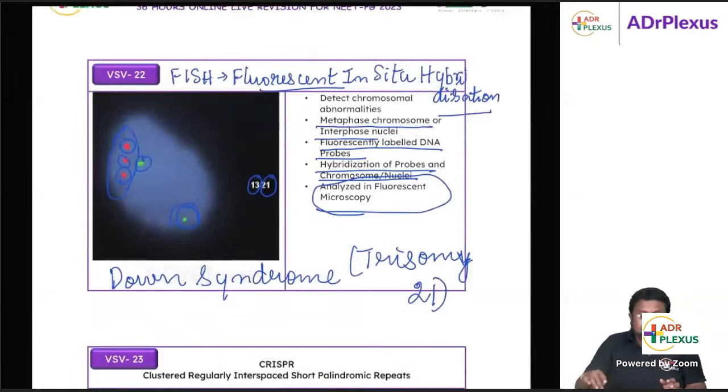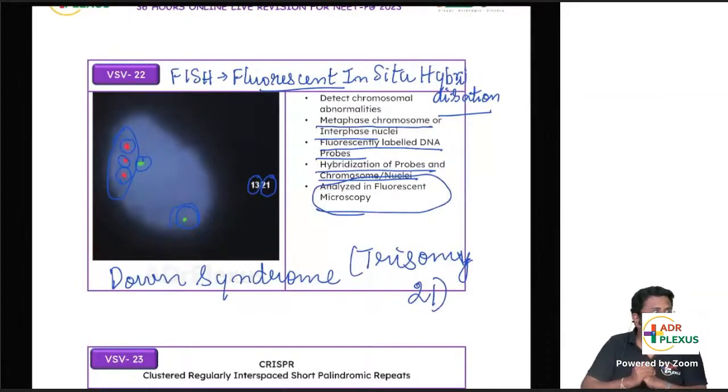Like that, this investigation can be applied to any disease to identify the genetic abnormality. Yes, very good.